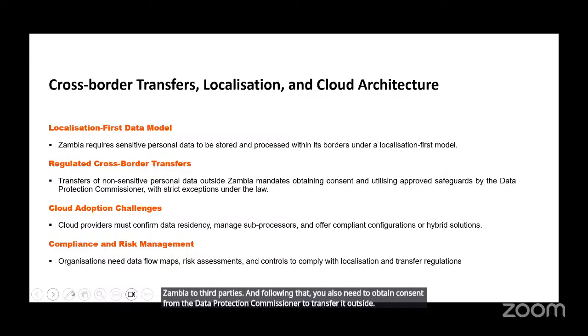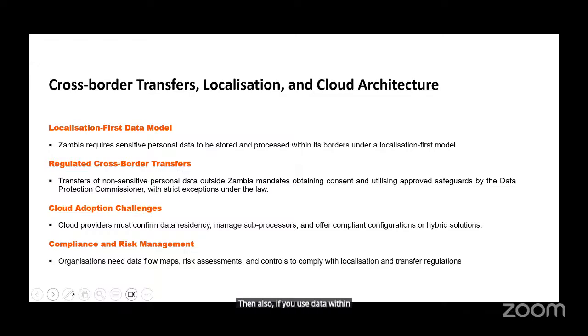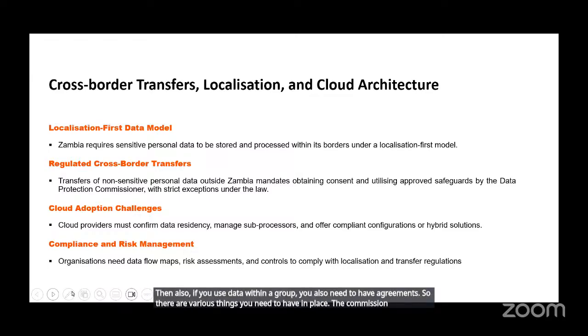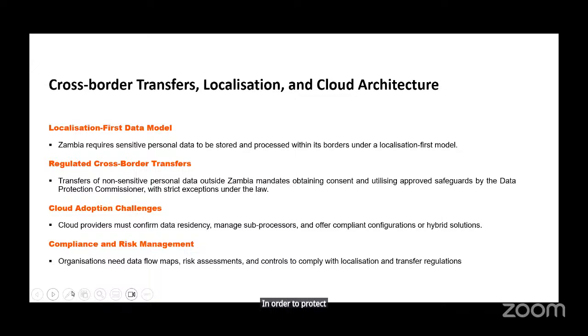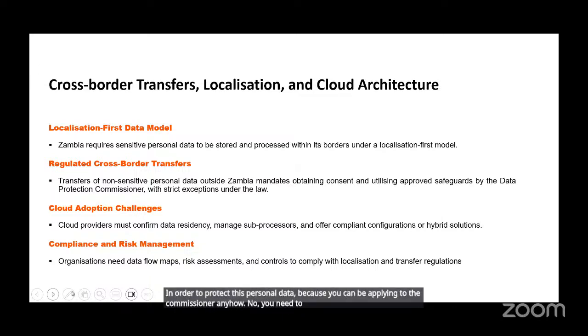That's also one of the things you need to do. Then also, if you use data within a group, you also need to have agreements. So there are various things you need to have in place. The commissioner will also want to see, because you need to apply to the commissioner to transfer, what safeguards you have put in place in order to protect this personal data, because you can't be applying to the commissioner anyhow. You need to have things in place when you're applying, where you explain why you need to transfer it and what safeguards are there for the particular data subjects.